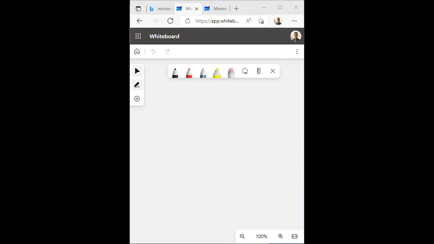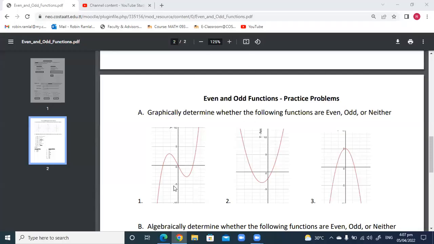Let's see if it's odd. If it's odd, then it's symmetric about the origin, right? So let's see. Let me make it a little bit bigger. So this point here. I'm not sure if it's me alone, but I'm not seeing anything. All right, so now I have it.